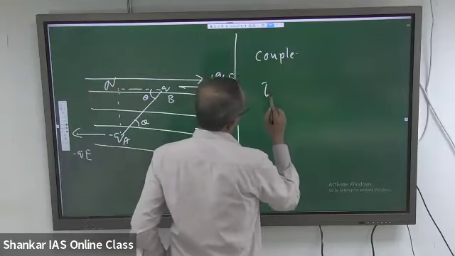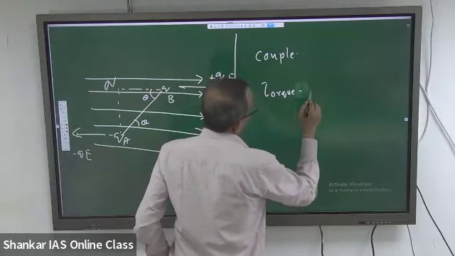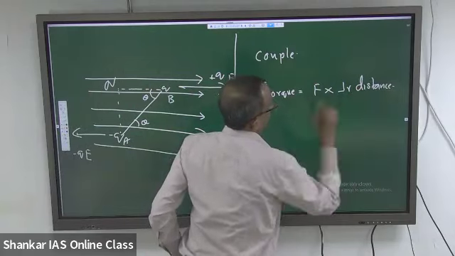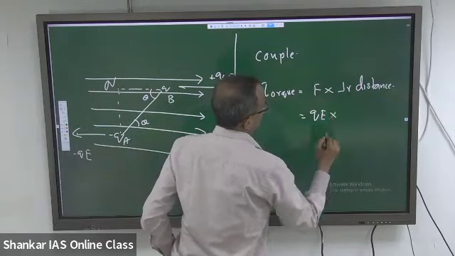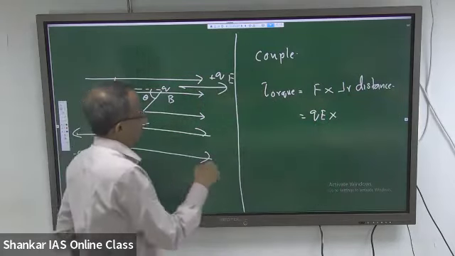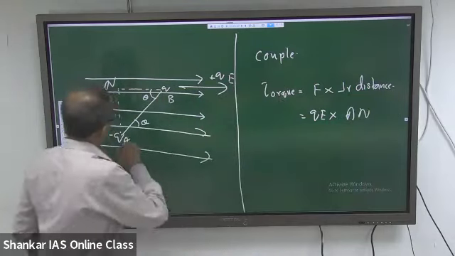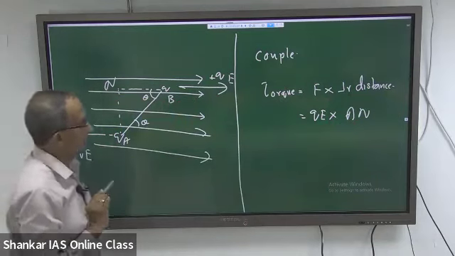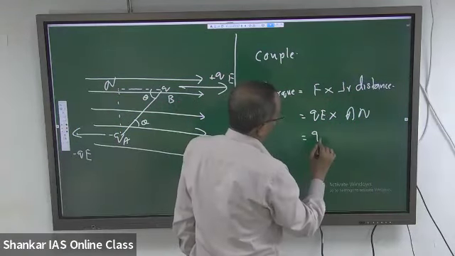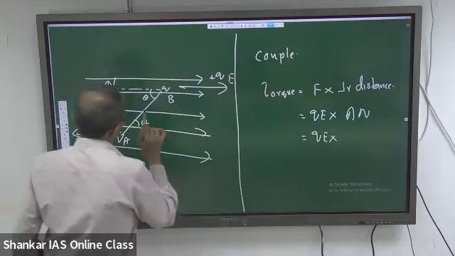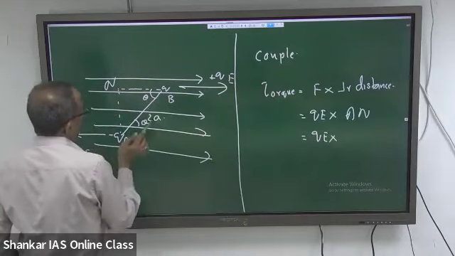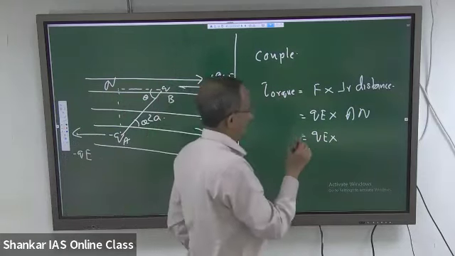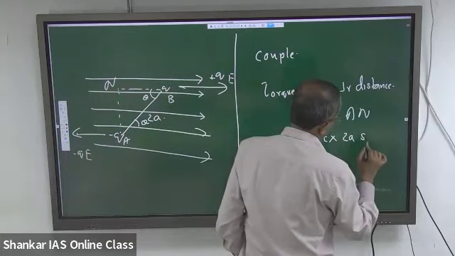Torque tau equals force into perpendicular distance. Here force is QE, and the perpendicular distance is AN. This is the perpendicular distance between the two forces. Now torque tau equals QE into, here this distance is 2a, we already know. This is the hypotenuse, this is the opposite side. We can write AN is equal to 2a sin theta.